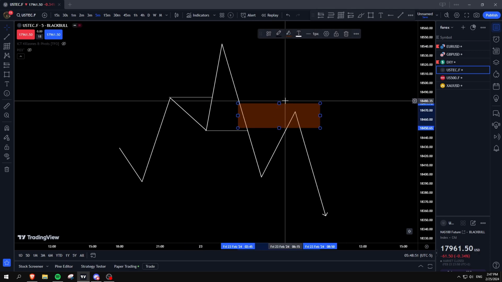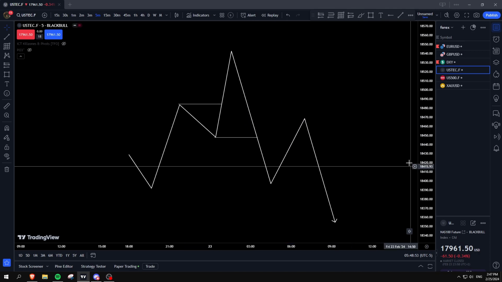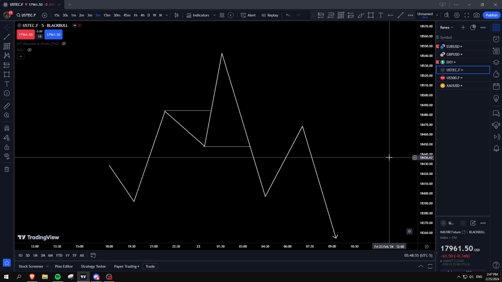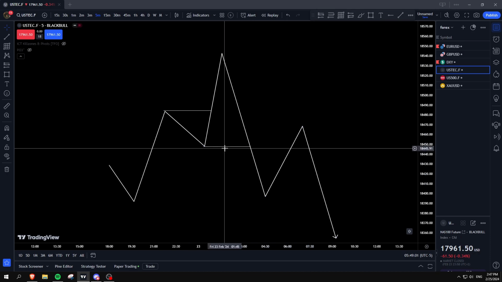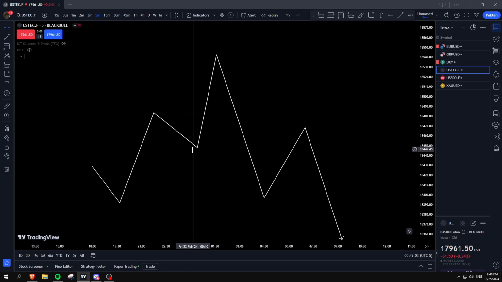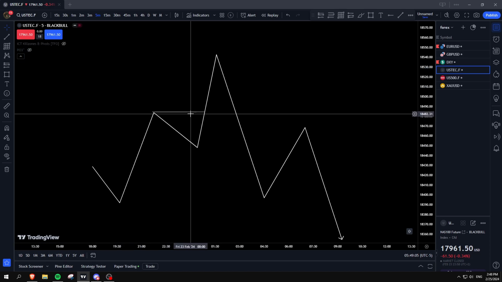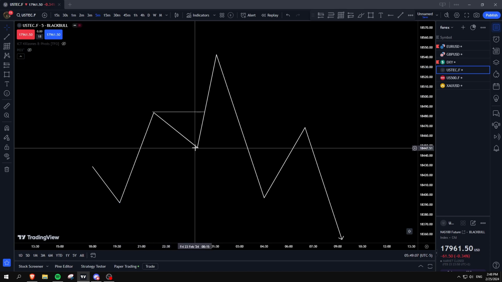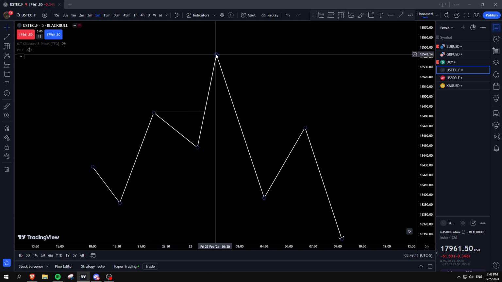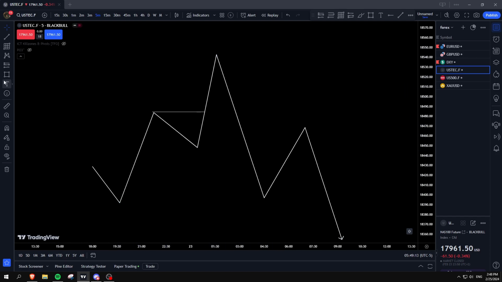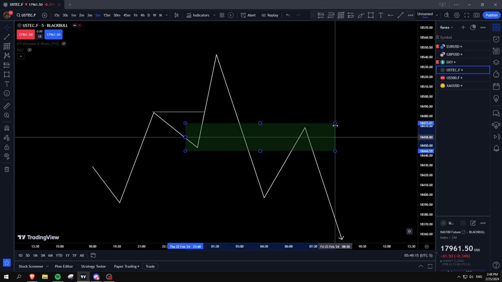I'll say what a breaker block is. A breaker block is a pattern. Some people really call it a head and shoulders pattern. That's why that works, in my opinion. So a breaker block is when price forms a low. The bearish breaker block is when price forms a low, a high, and a lower low. This is your breaker block.